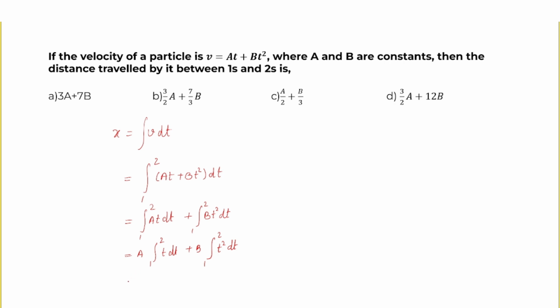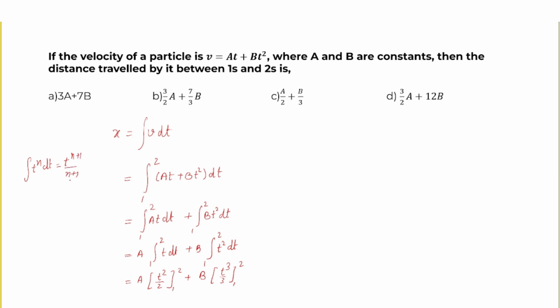Now the integration of t will be nothing but t²/2, from 1 to 2, and the integration of t² is nothing but t³/3. From which formula? The first formula of integration, which I am writing here: the integration of t to the power n is nothing but t to the power n+1 upon n+1.